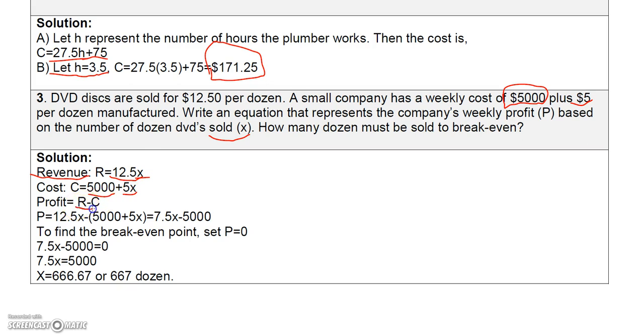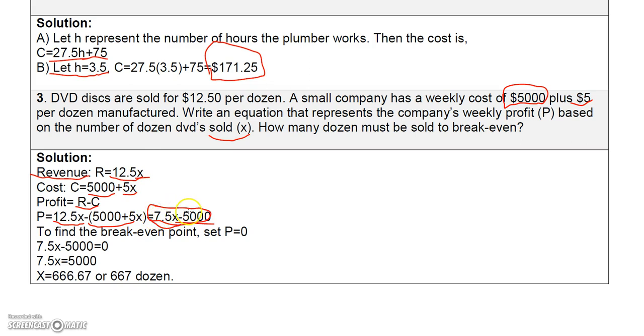Now back to this. Profit is revenue minus cost. So now that I have the revenue function 12.5x and the cost function 5,000 plus 5x, I can subtract the cost from the revenue, and remember the minus here has to be distributed. So I have 12.5x minus 5x, which is 7.5x, and then I also have minus 5,000. So the profit is 7.5x minus 5,000. So that's your profit equation.